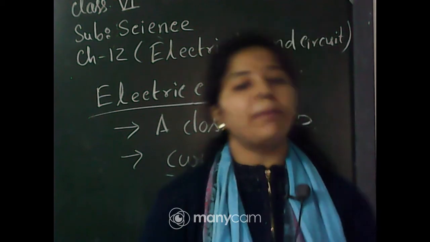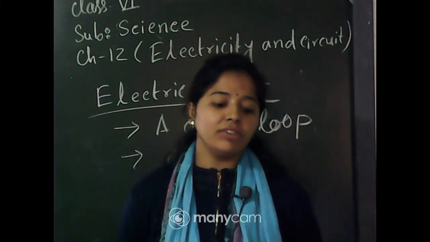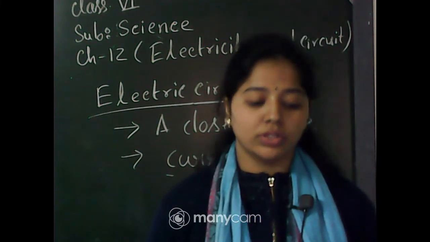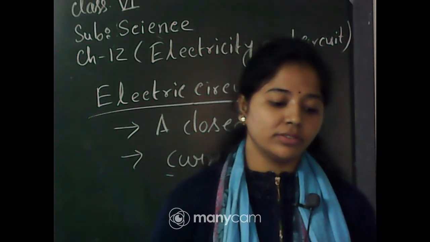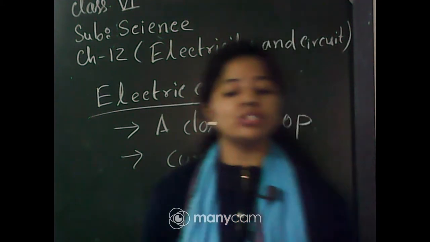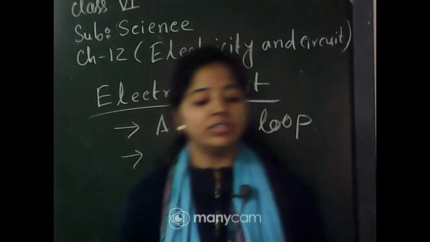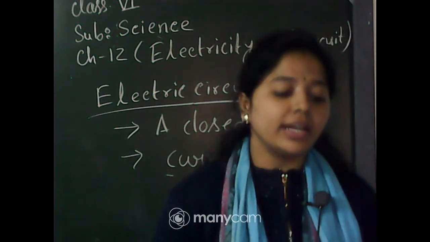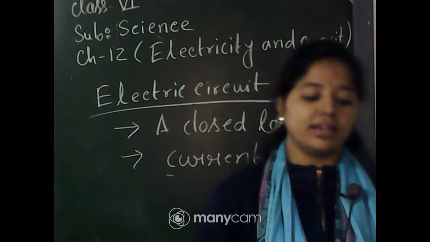Now when the path of the circuit is closed, then will current flow through it or not? Can you give the answer? Closed means the switch is on, so the current will flow in it. It will be yes. Very good, Shansita, Srija. So the answer is yes. When the path of the circuit is closed, then current flows through it.